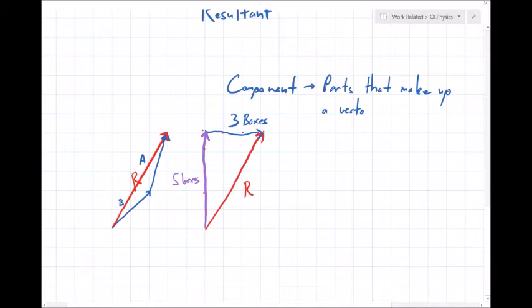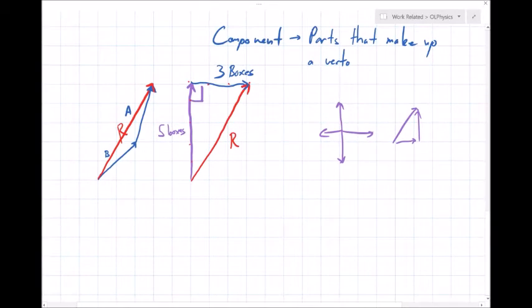Well, if we look at this, this actually is a right triangle. Something that you will find out is that any vector that is not perfectly north, south, east, or west can be broken up into a vertical and a horizontal component. So we have these 2, and now we can find our resultant. It's not too hard. We do 5 squared plus 3 squared, take the square root of that. We're going to get 25 plus 9.